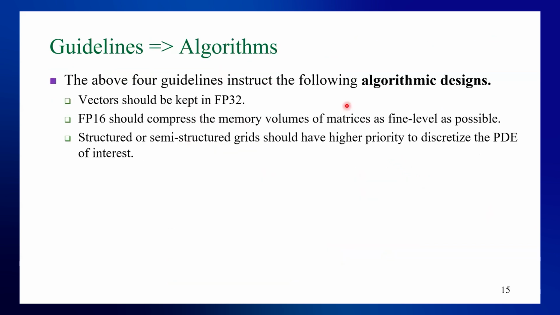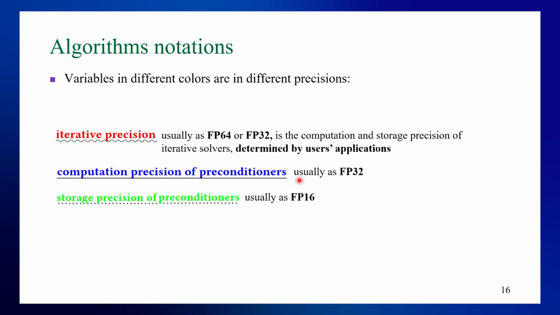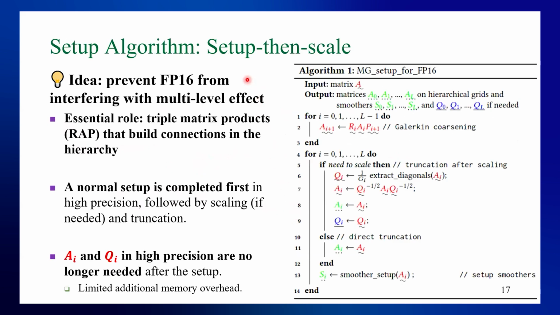So the above 4 guidelines instruct the following algorithmic designs. They are summarized here. The following slides will contain variables in different colors, meaning different precisions. I would like to declare them here. The iterative precision is labeled in red, usually FP64 or FP32. It is determined by users' applications. The computation precision of preconditioners is labeled in blue, usually FP32, and the storage precision labeled in green is usually FP16. The first algorithm is named setup-then-scale. It is used in the setup phase.